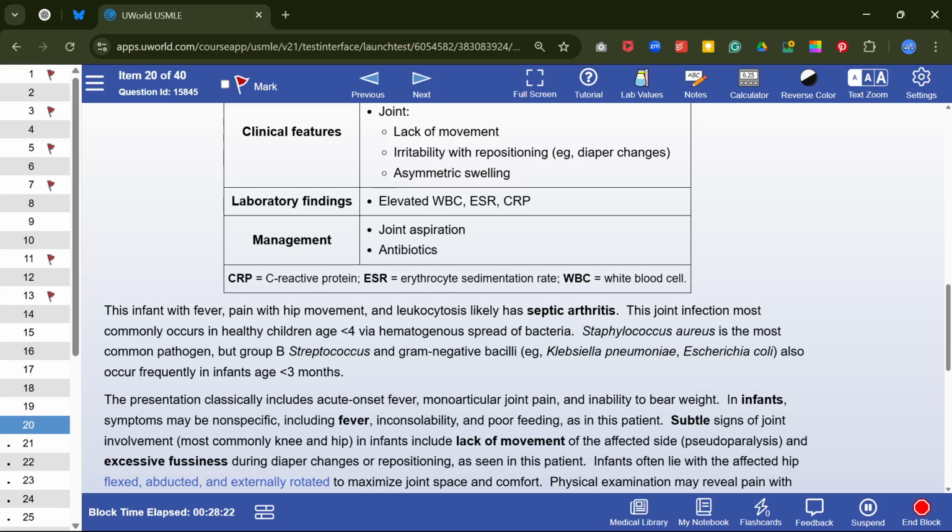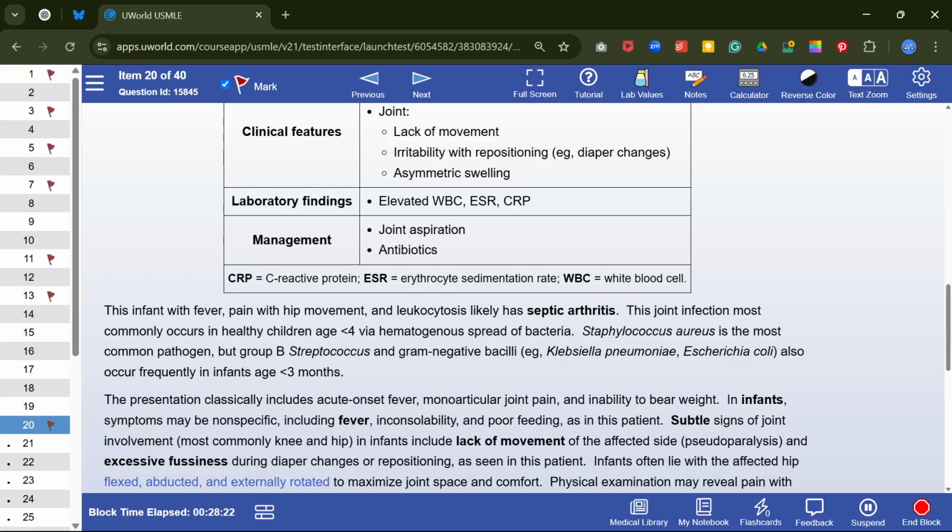but group B streptococcus and gram-negative bacilli, Klebsiella, E. coli also occur frequently in infants aged less than 3 months. The presentation classically includes acute onset fever, monoarticular joint pain, inability to bear weight. In infants, symptoms may be non-specific, including fever, inconsolability, and poor feeding, as in these patients.